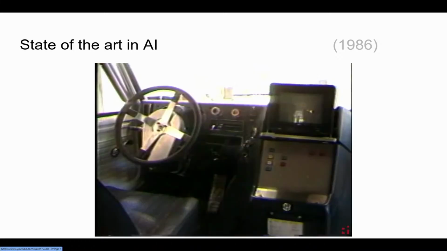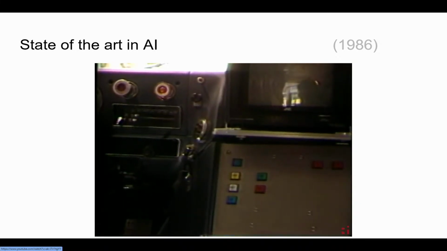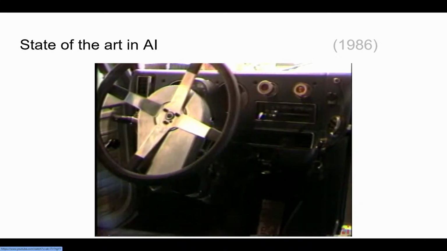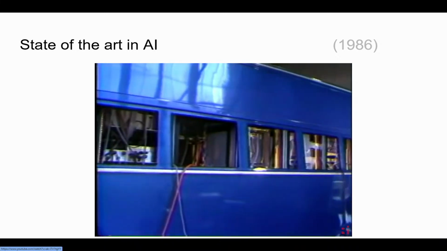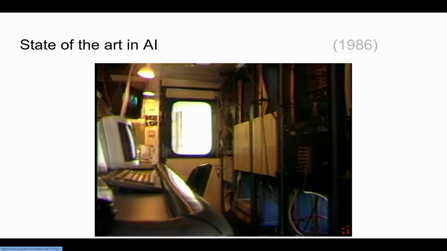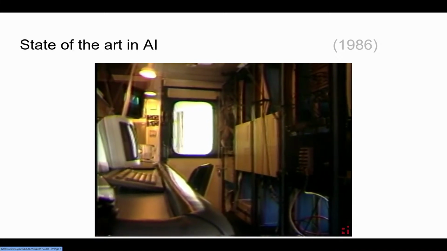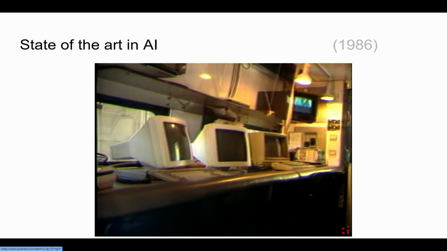So where can I drive? Where are trees? What would I hit? At that time, the nice thing about this was that the computers were so slow that you could see and understand what they were processing, and you could keep up. You can't do it today.